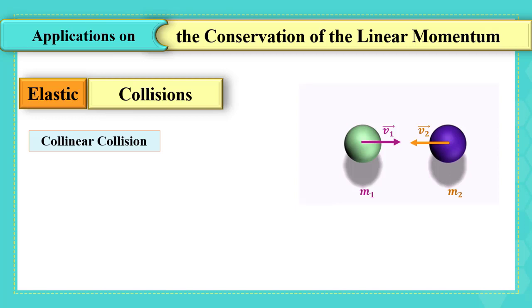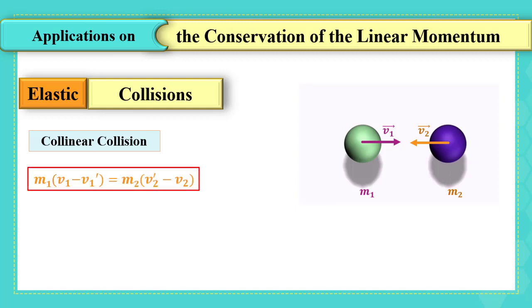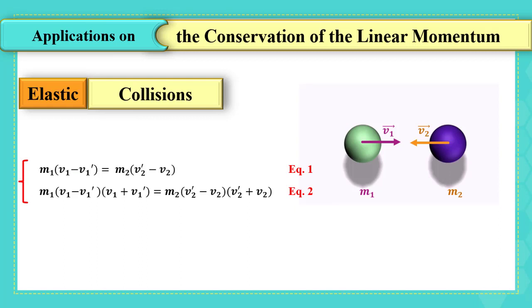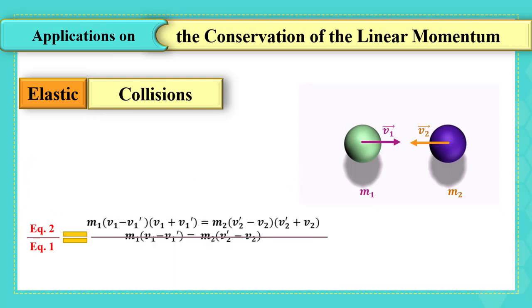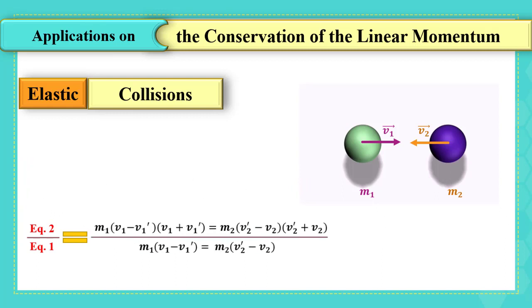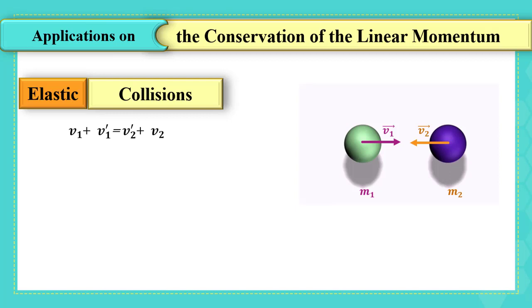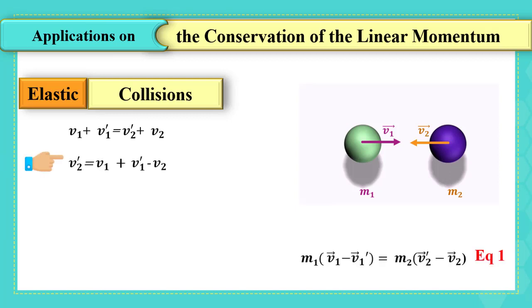So here we come to the definition of collinear collision. If the collision is collinear, then the relation is correct for algebraic values of v1 and v2, and then the system becomes as such. So, dividing the equations, we will get a very simple equation, which is v1 plus v1 prime equals v2 prime plus v2.